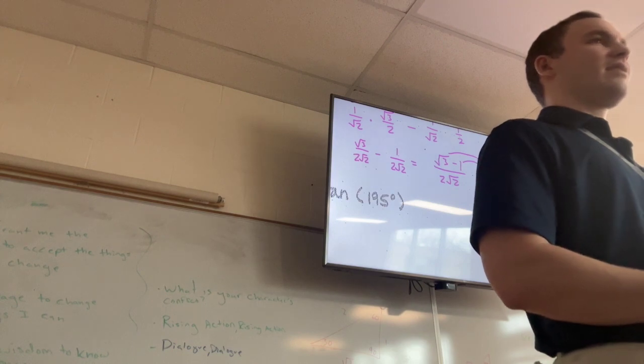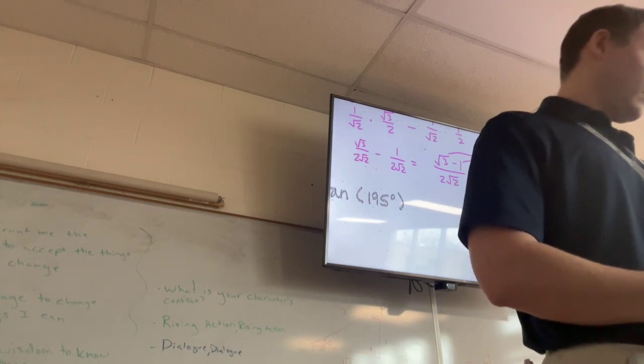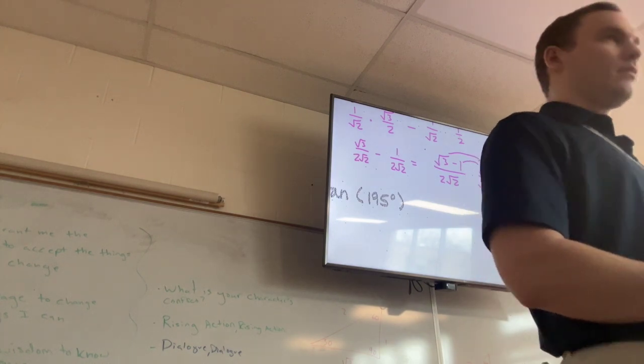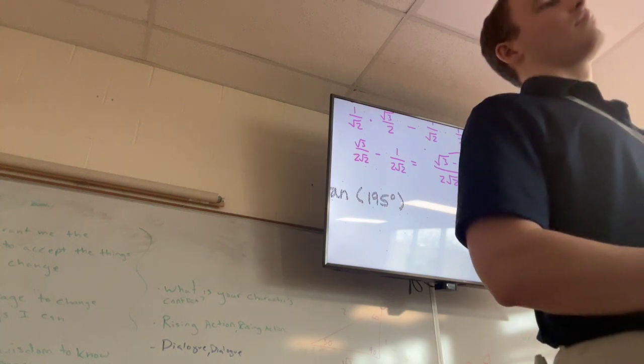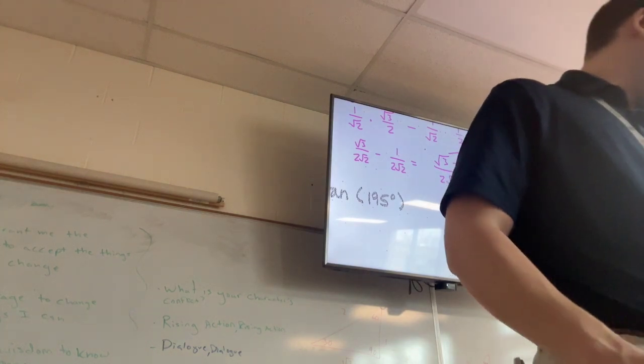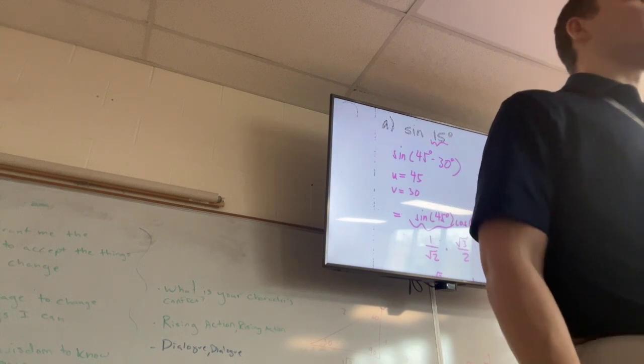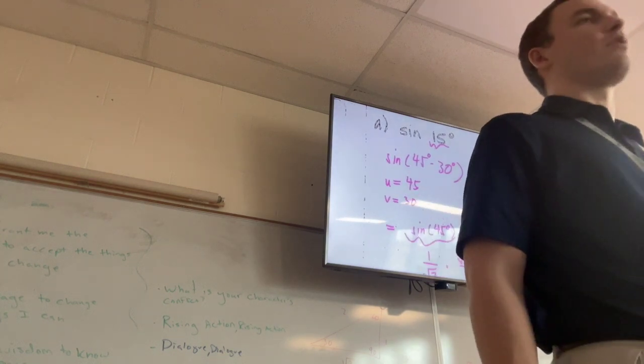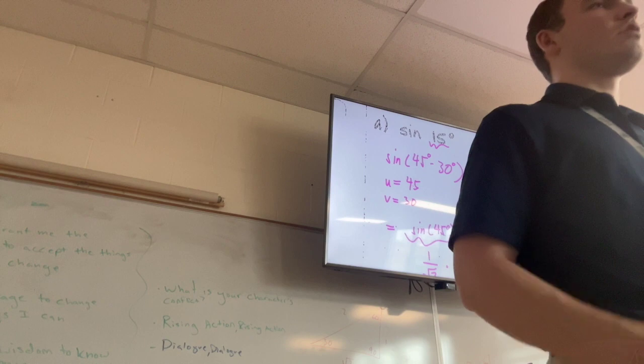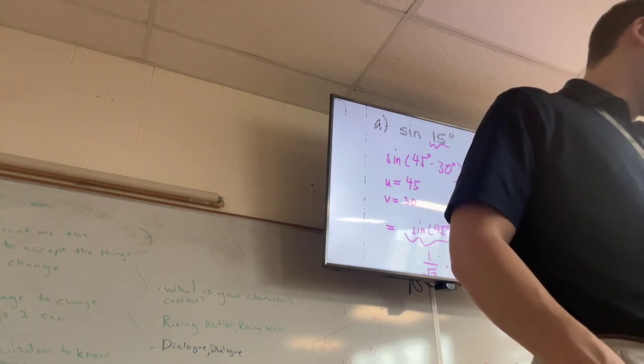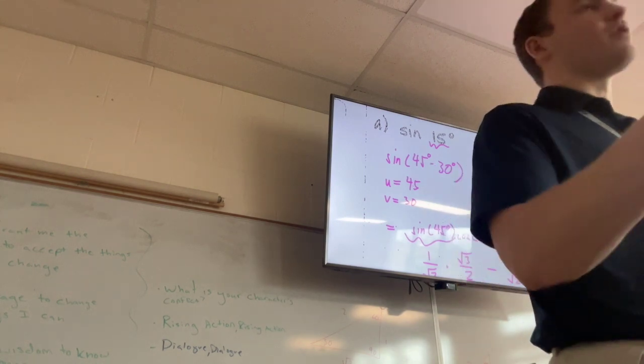For example, on the next one, like 165, instead of doing 45 minus 30, what if you did 45 plus 30? You got the same answer. For number 1, that'll give you a different answer because 15 is not equal to 45 plus 30. You cannot write 15 as 30 plus 45. So that would have given you a different answer.